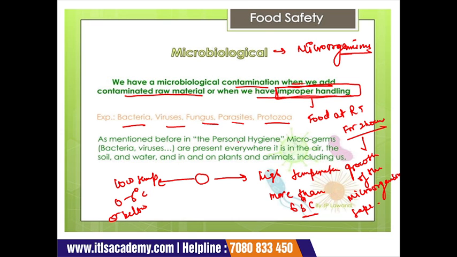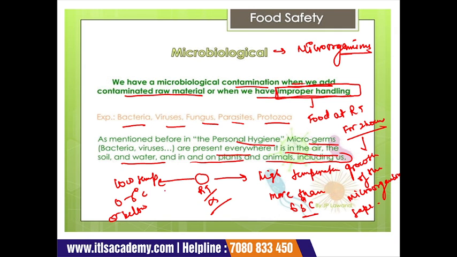As mentioned before in personal hygiene, microgerms and bacteria are present everywhere. They are in the air, soil, water, and in plants and animals, including us. We are not able to see these microorganisms, and they are present in soil and in water. So their control is very important. That's why we do not put the food at room temperature.